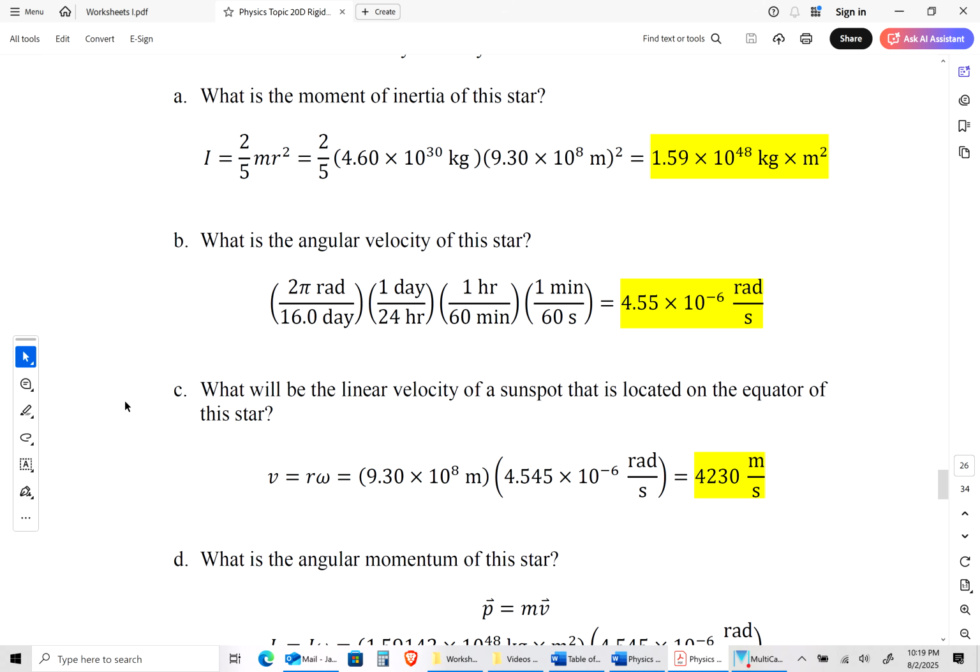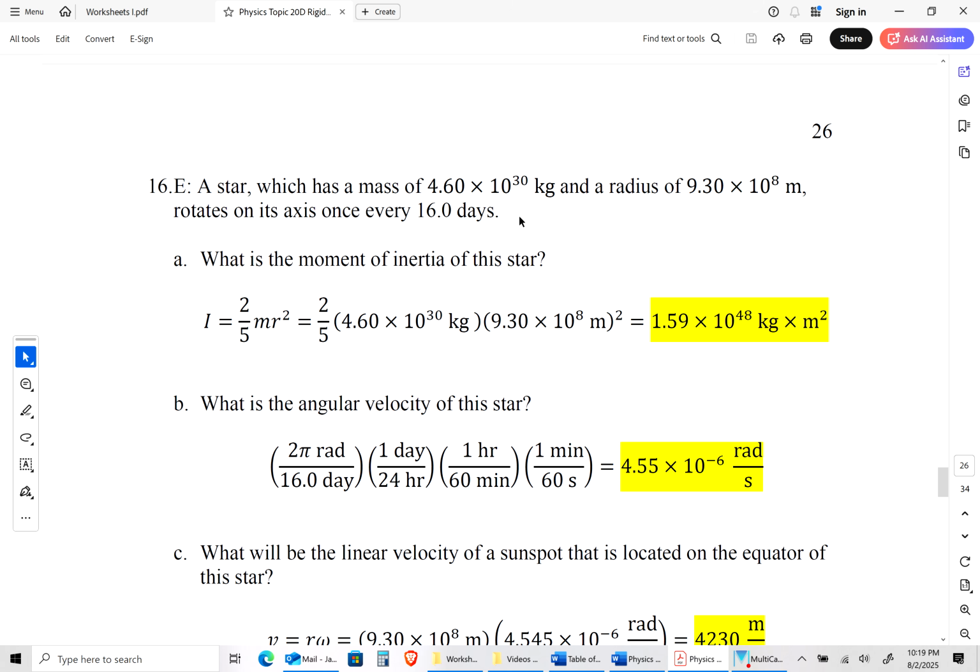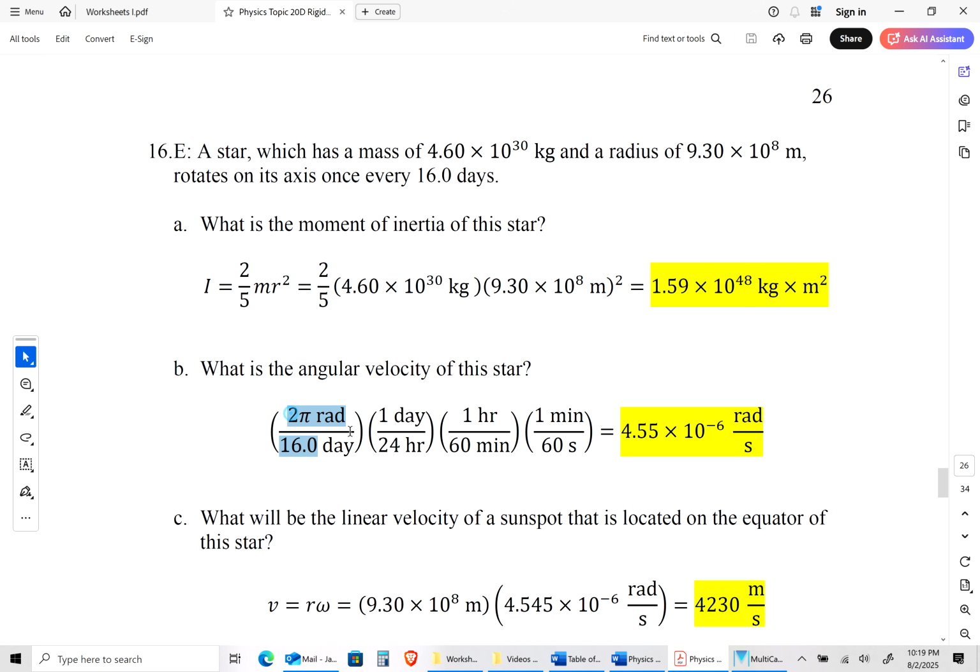Part B. What is the angular velocity of the star? So we went from 2 pi radians every 16 days, and we want to convert that to radians over seconds. Remember, these three brackets that have been highlighted, each bracket is equal to 1, because the numerator 1 day is equal to the denominator 24 hours. The numerator 1 hour is equal to the denominator 60 minutes.